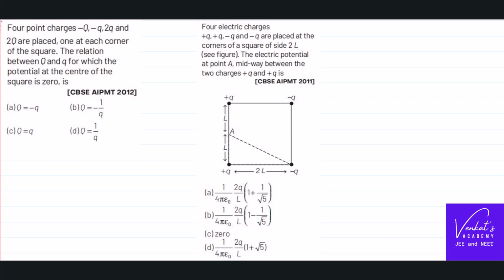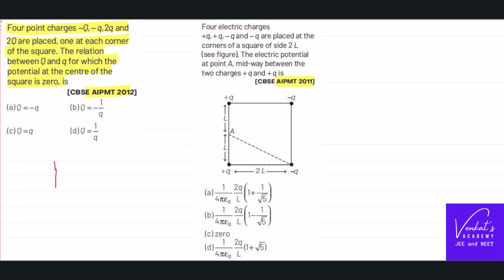We are solving an AIPMT question on electric potential. Let me solve the first simple problem. It says four point charges, their charges are given, placed at each corner of a square. The relation between small q and capital Q for which the potential at the center of the square equals 0. Let us try to draw what he is saying.